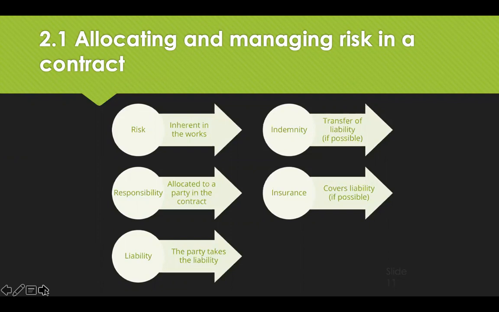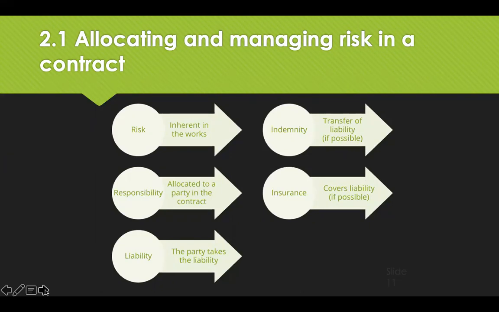Now, having identified and analysed the nature of the risk, it would be good to allocate it to one of the parties of the contract. So determine who is going to be responsible for that risk and who's going to be liable. The contract allocates the risks to the parties, and these risks become the party's liability.